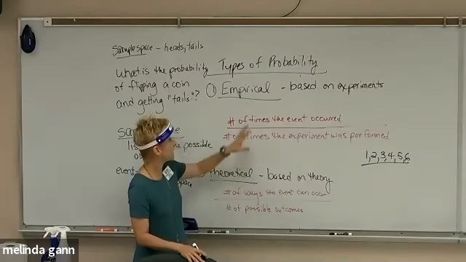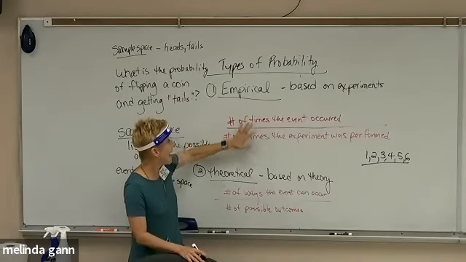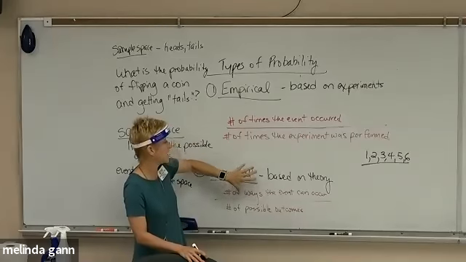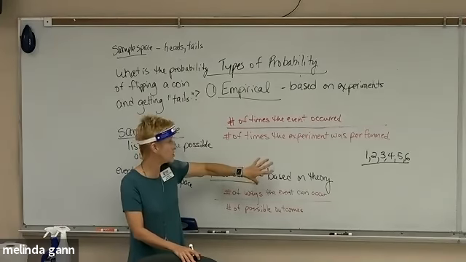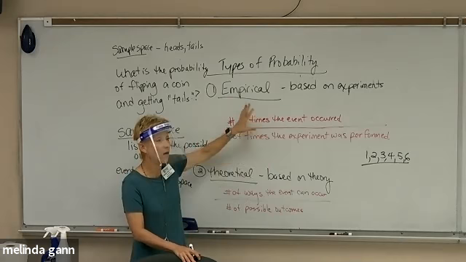Like I said, on Tuesday we're going to talk about why we don't just have one type of probability. Why don't we just do it with theory? We're going to talk about all of that.